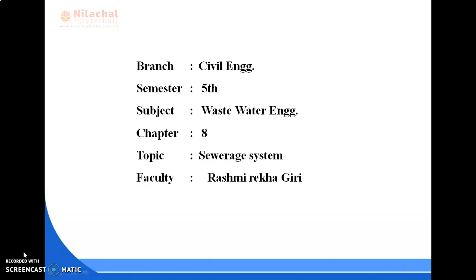Hello everyone. Today we start chapter 8. This is sewerage system. So before entering this chapter, let us first discuss what a sewerage system is.